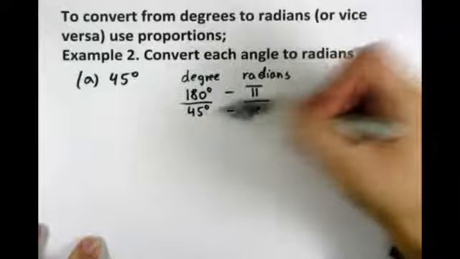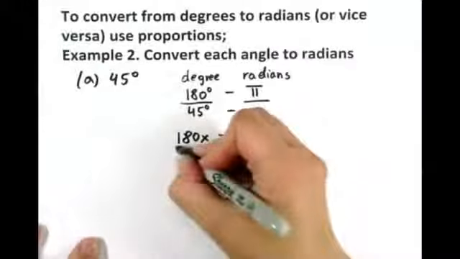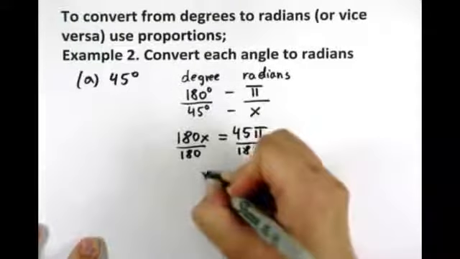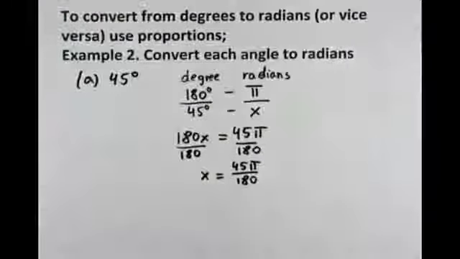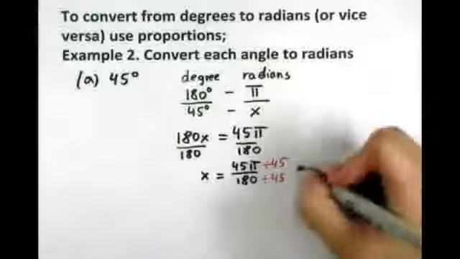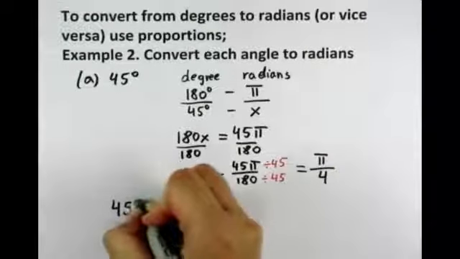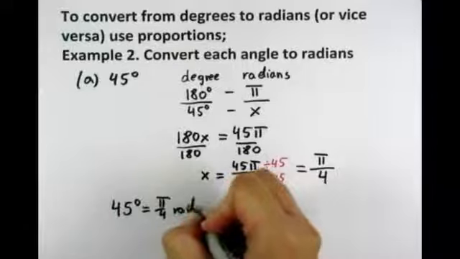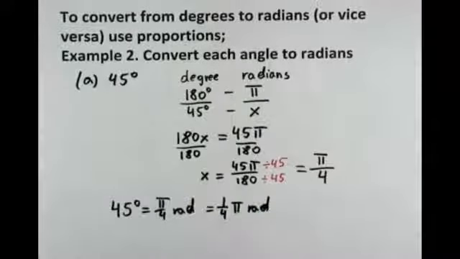So I have 180x is equal to 45 pi, so x is equal to 45 pi over 180. This can be reduced. We can divide by 45. Divide the top by 45, divide the bottom by 45. So what we get? 1 pi over 4, or pi over 4. So it's good to keep in mind that 45 degrees is pi over 4 radians. Or we can write that 45 is nothing else but 1/4 pi radians, because pi is like pi over 1, so 1 pi and 4 times 1. That's exactly the same.